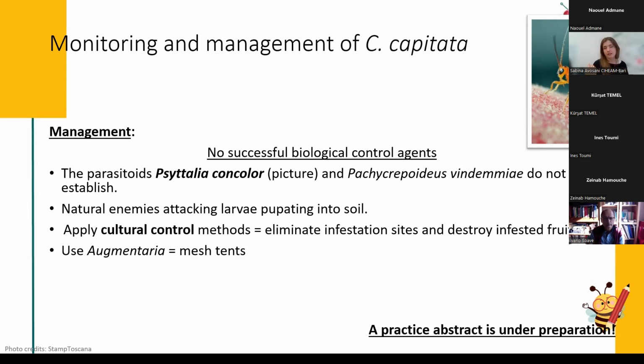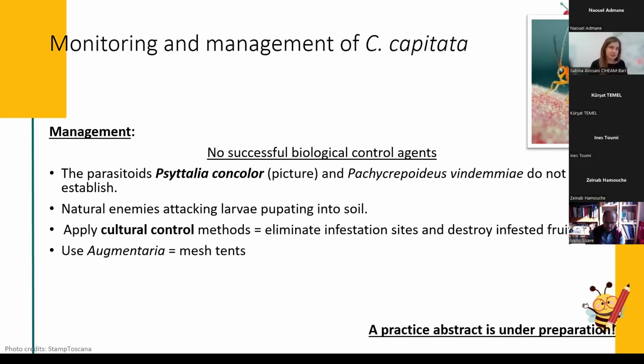So again, conservative biocontrol. It's really important to sanitize your orchard. So eliminate all the infestation sites and destroy the infested fruits. You can also try to use augmentoria, which are these mesh tents where you can place all the infested fruits. The mesh allows the parasitoids to enter and escape the tents, but not the emerging adults from the fruits.